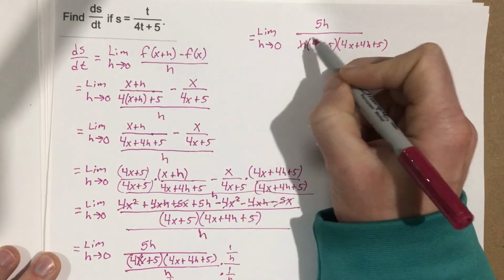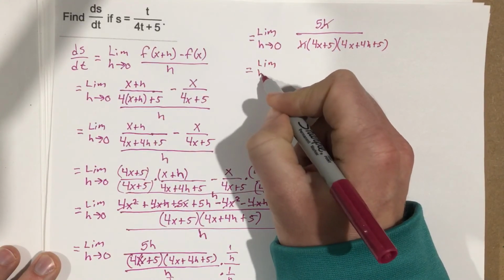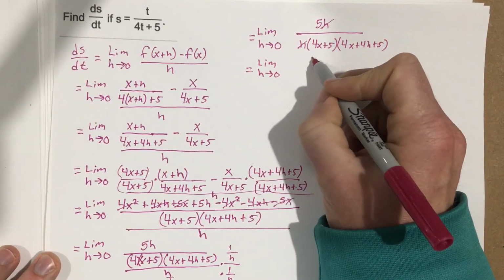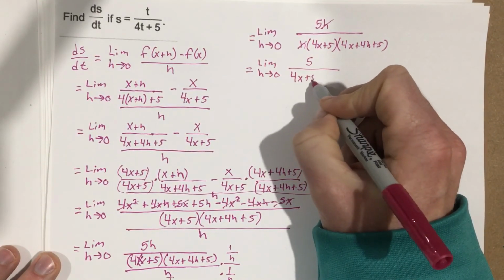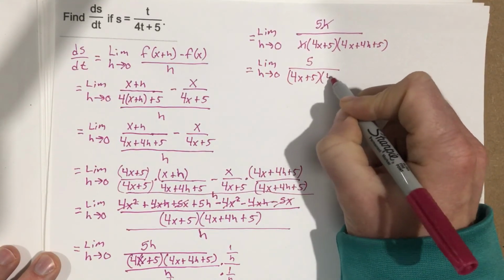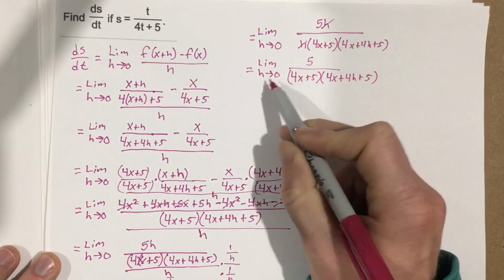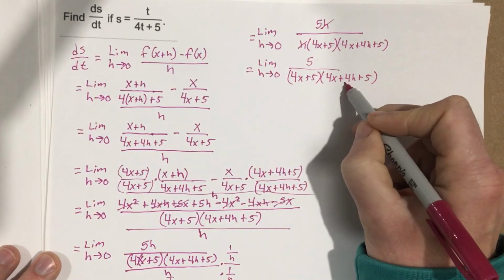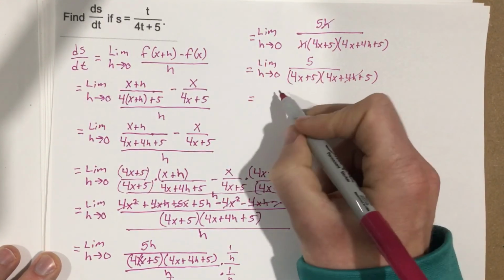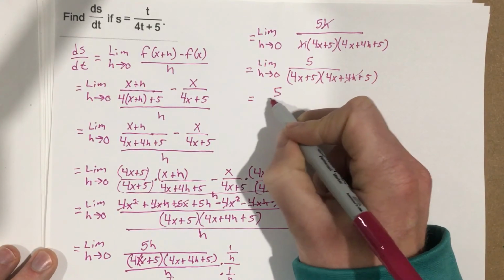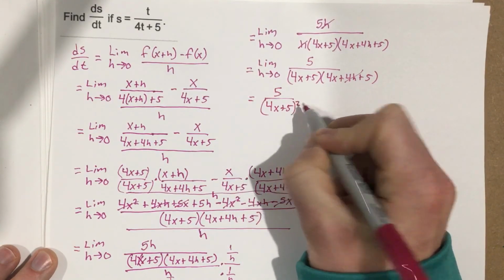Now the h's cancel, and I'm left with 5, so limit as h approaches 0 of 5 over 4x plus 5 times 4x plus 4h plus 5. Now when I evaluate h at 0, I plug it in. I'm left with 4x plus 5 and 4x plus 5 on the bottom, which is 5 over 4x plus 5 times itself, which means I'm squaring it.